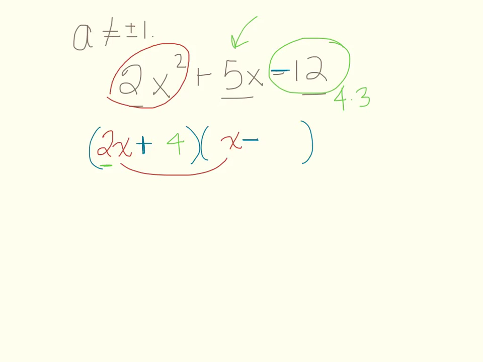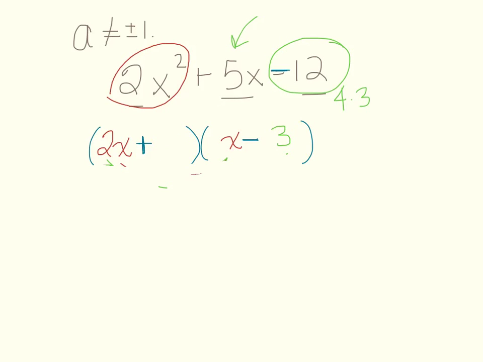I'm going to guess that it's 4 and 3, because that will make the 12, and I'm going to see what happens. This together makes a 4x, and the outer terms together make a negative 6x. Did those go together to give me 5x? No, so that didn't work. All right, try something else.